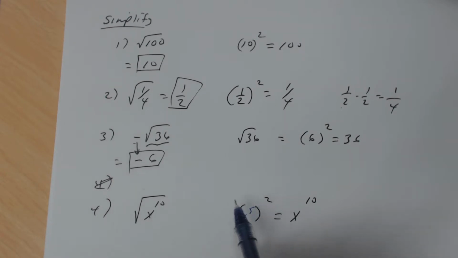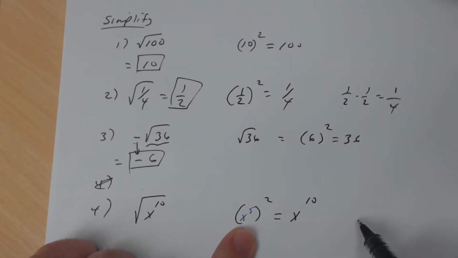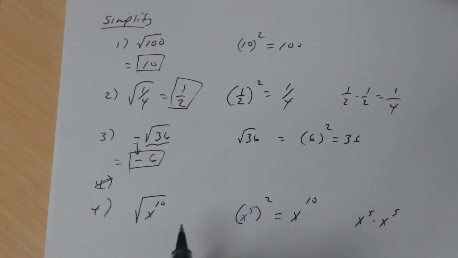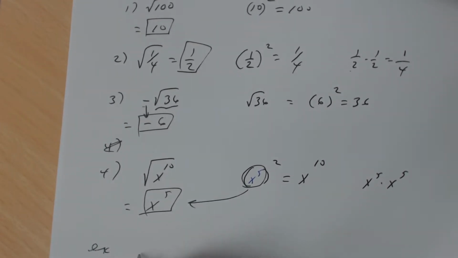To figure out what goes inside the parentheses, here's a little trick. See how this is 10 and my index is 2? Just divide 2 into 10, and that will tell you what this needs to be. Always make sure it's correct, though. When you have a power raised to a power, you multiply. Also, x to the 5th squared means x to the 5th times x to the 5th. Using the product rule, when you multiply like bases, you add exponents, and you get x to the 10th. So the answer is x to the 5th.